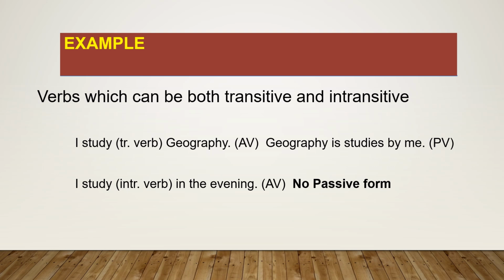But if you say, I study in the evening, here, after the verb study, you don't have a noun. And a transitive verb immediately needs a noun. Here, there is no noun. Instead, there is a preposition, and then the noun comes. So we don't have a direct object. It has no passive form. This example shows you how transitive verb sentences alone can have a passive form.